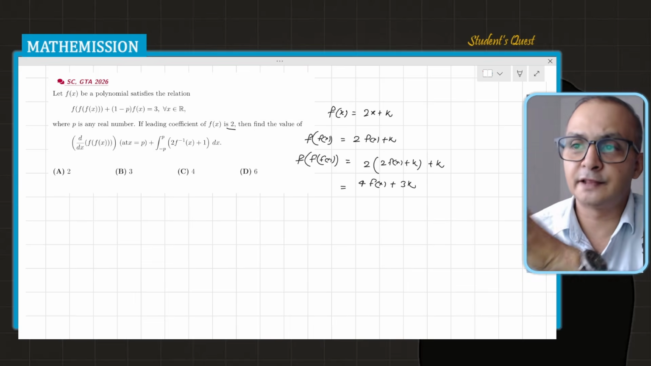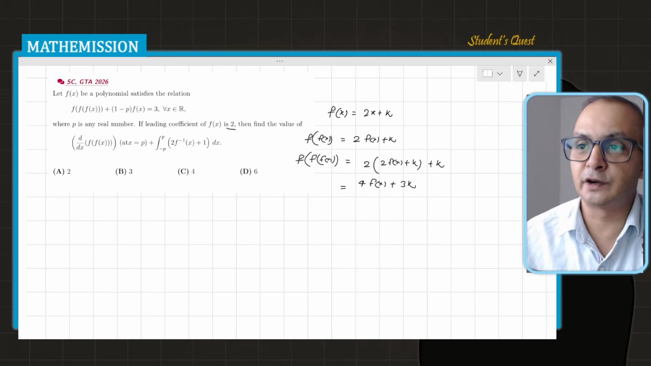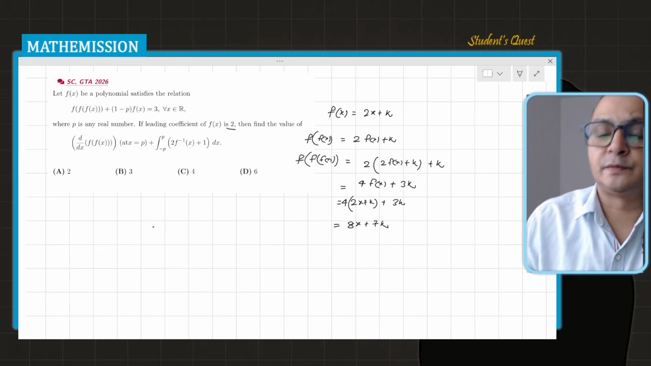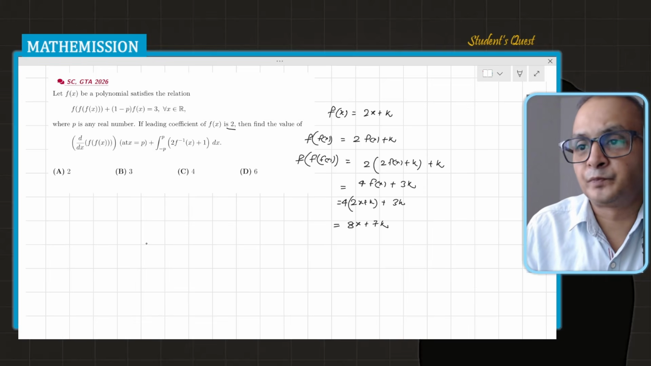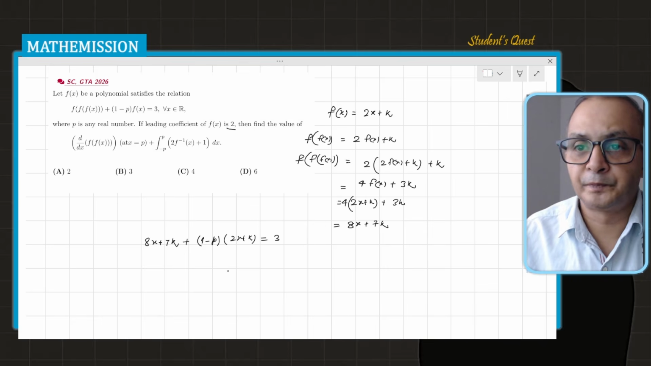You see, in a linear function there is a facility that when you make the composition, you get the linear function back. We are not getting a square. So again we can substitute f(x) with the original function: 4 times (2x plus k) plus 3k. So we are getting 8x plus 7k. Now let's substitute this there. So we are getting 8x plus 7k, (1 minus p), and again (2x plus k) is equal to 3.